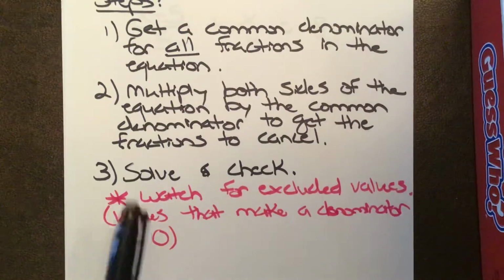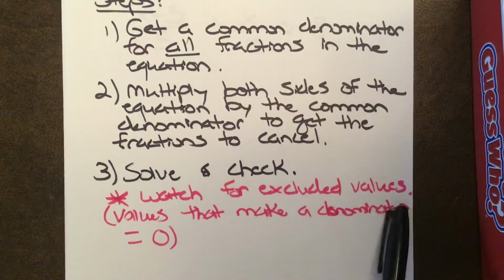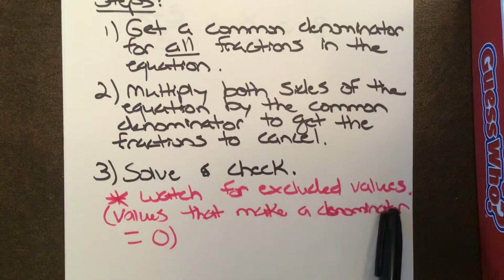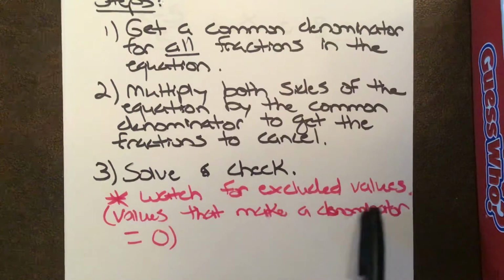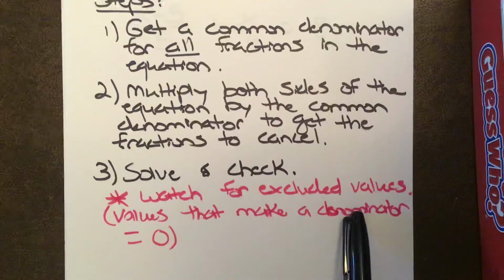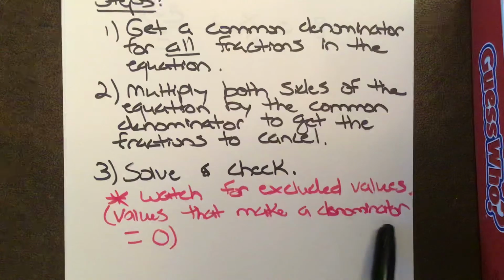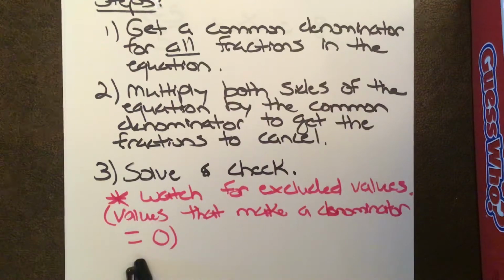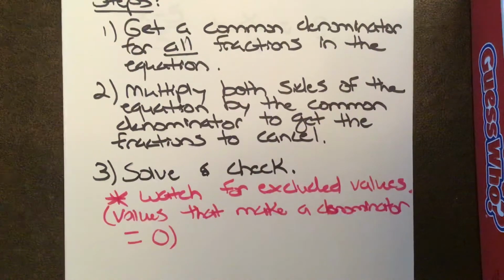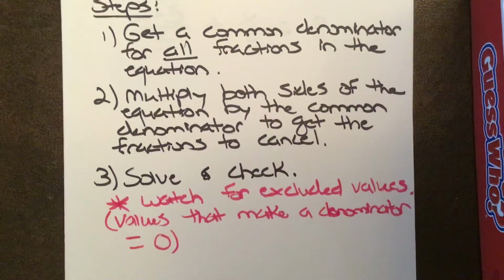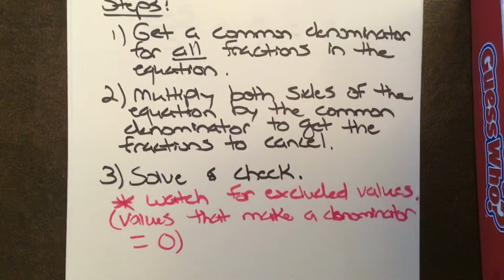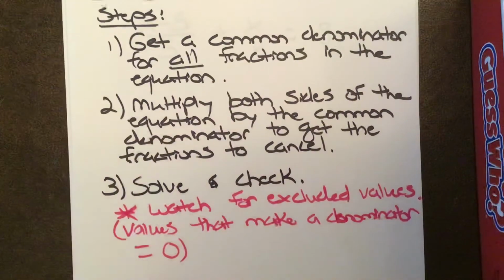And one thing you're going to want to watch out for with these is what we call excluded values. We talked about these when we started the rational expressions, but excluded values are values that would make the denominator equal to 0. Because if you get one of those as a solution, it can't be a solution to the equation. So again, these are the basic steps, and then we'll go through some in detail, and I'll be referencing these steps.